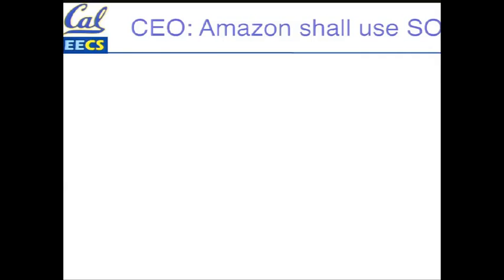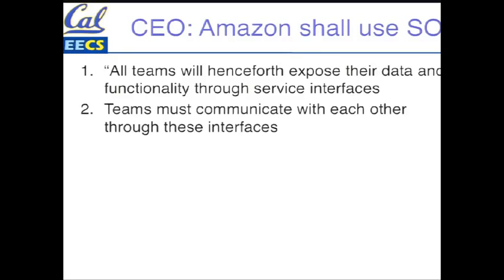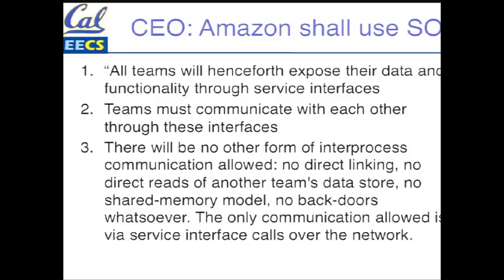Here's the first part of the email. And I'm quoting the blogger, so this isn't exactly word for word, but this is the essence of what he said. All teams will henceforth expose their data and functionality through service interfaces. This is from the CEO. Two, teams must communicate with each other through these interfaces. You're going to make them available, and everybody's going to have to use them. There are no other ways to communicate.